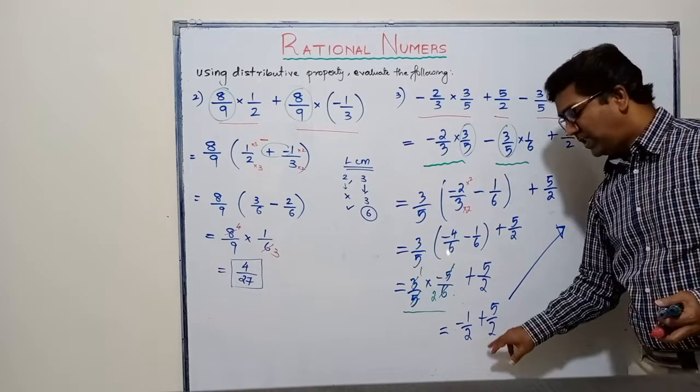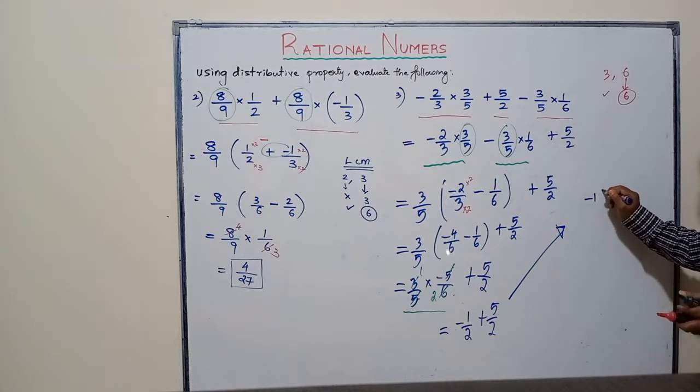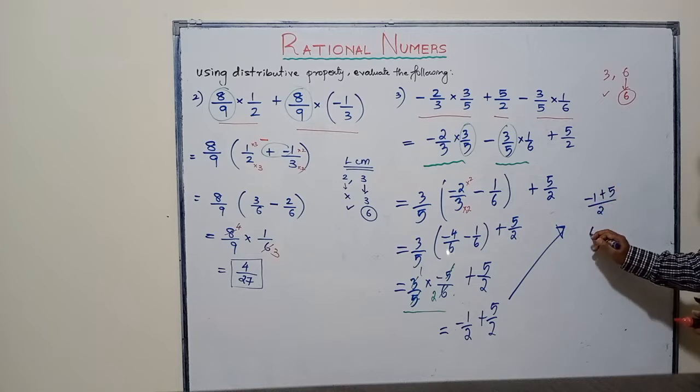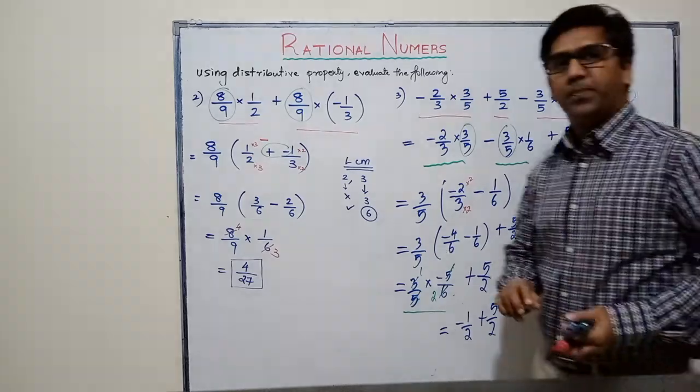Okay. Now, are the denominators same? Yes. So, you can combine the numerators. So, minus 1 plus 5 whole divided by 2. So, 5 minus 1 is 4 upon 2. So, my final answer here is 2. Okay.